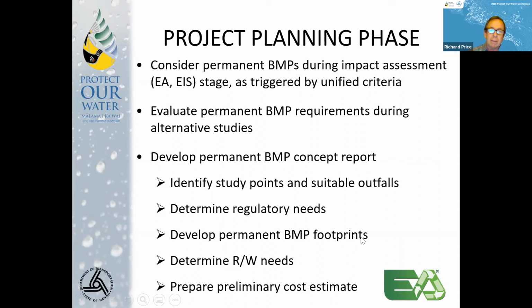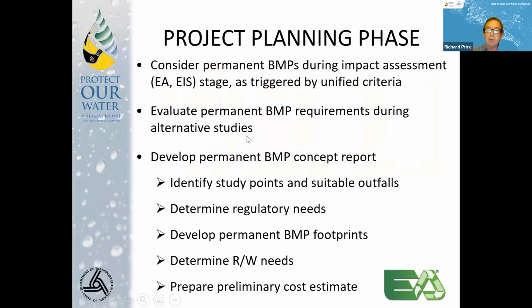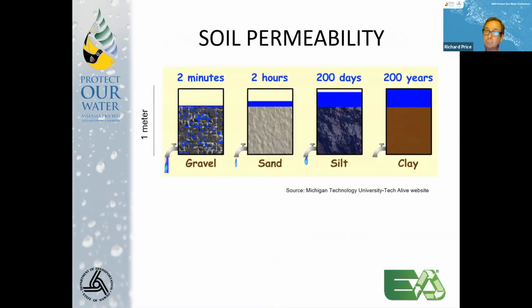So in the development process, you're going to need to identify where your outfalls are and where's the best place for treatment. Develop your permanent BMP footprints. If you're doing an infiltration device, the size is going to be driven by your treatment volume as well as your permeabilities, which is then going to drive, how much space do we need? Do we have it in the right of way? How can we adapt to that? And obviously prepare a preliminary cost estimate so it can be incorporated in the project and move forward.